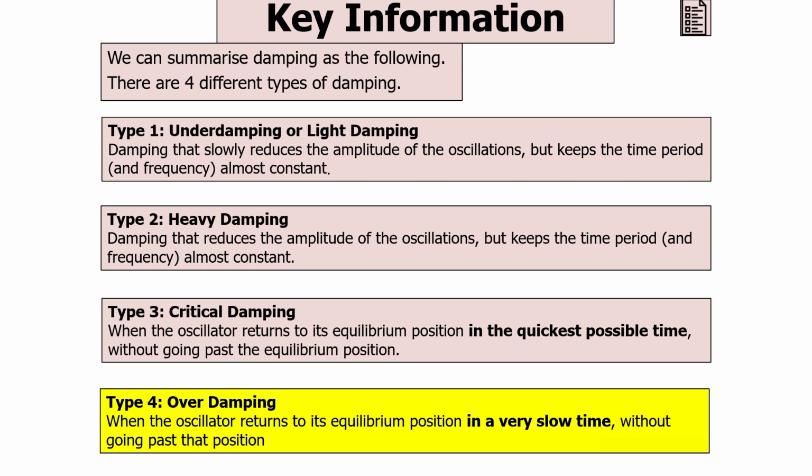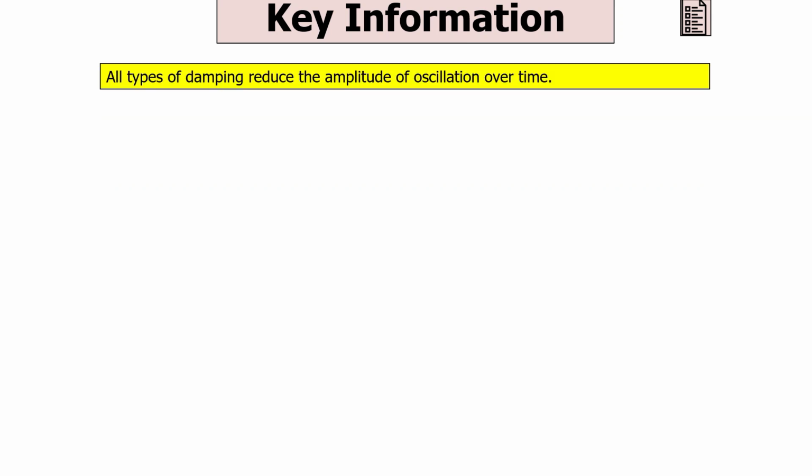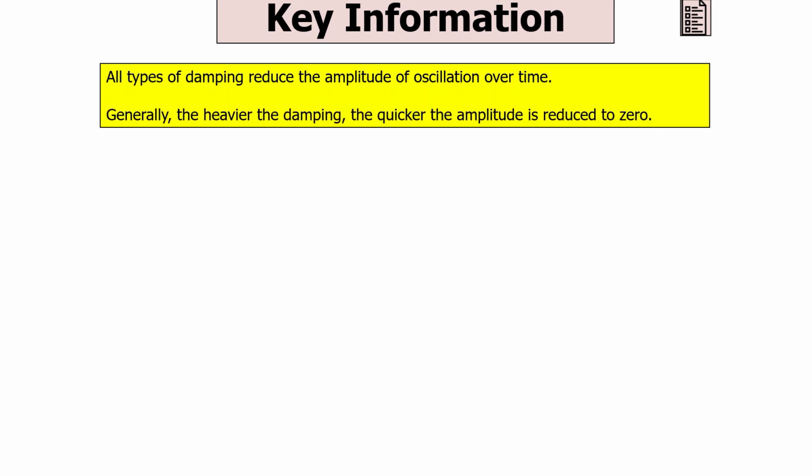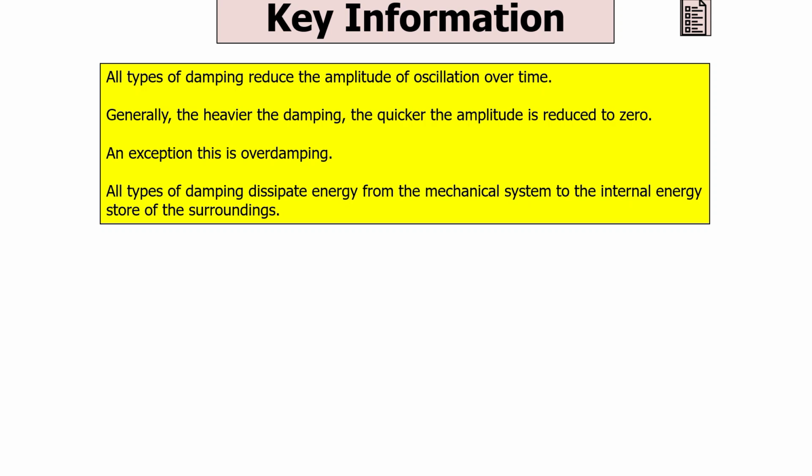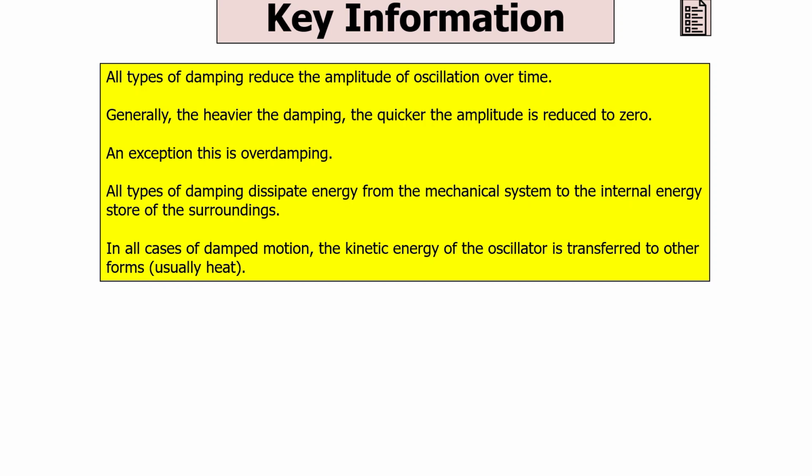Now, all types of dampening reduce the amplitude of oscillation over time. Generally, the heavier the dampening, the quicker the amplitude is reduced to zero. An exception to this is overdampening. All types of dampening dissipate energy from the mechanical system to the internal energy store of the surroundings. So it's a very important key idea. Now, in the case of damped motion, the kinetic energy of the oscillator is transferred to other forms, usually heat.